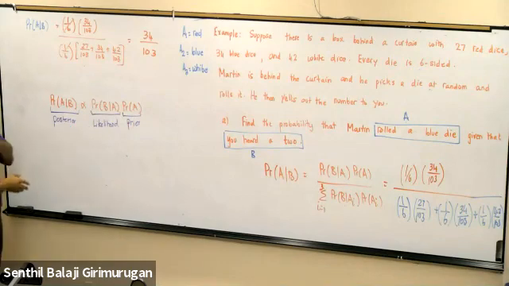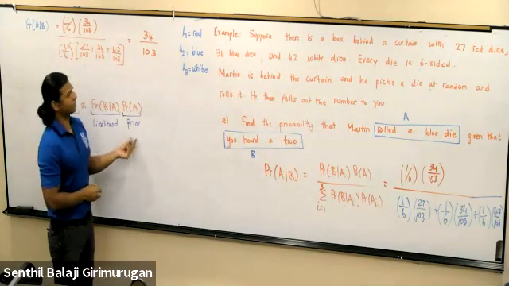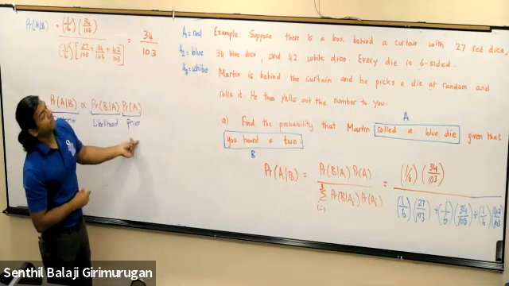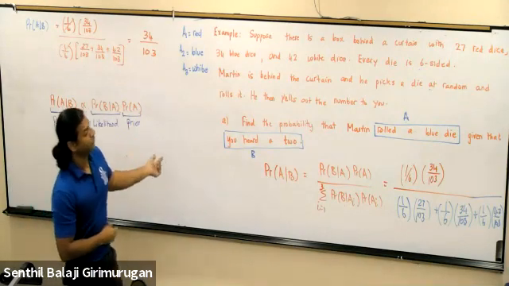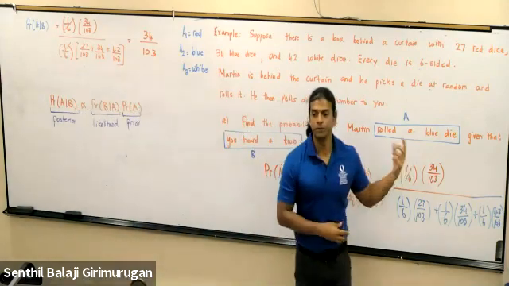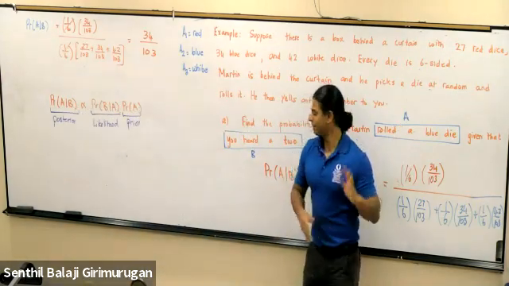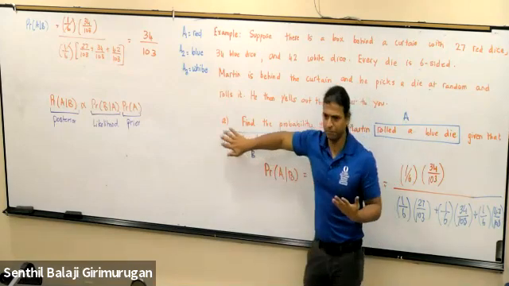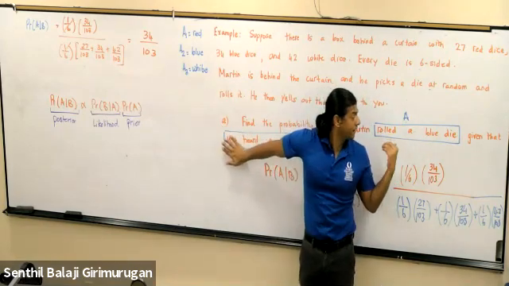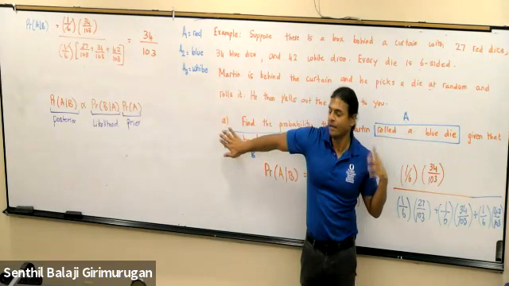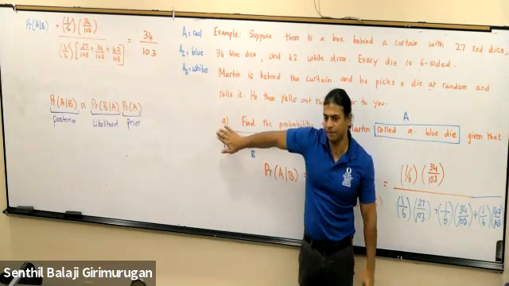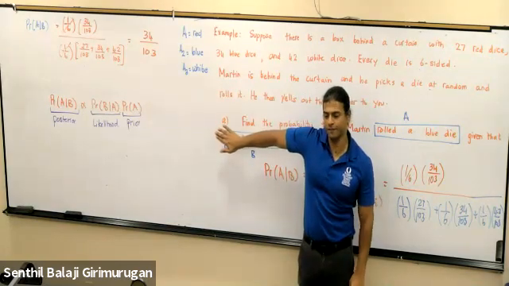Here is the question. The prior probability of rolling a blue die, right? Let's say I didn't even give you this information. I simply said roll a blue die. And what would that probability be? 34 over 1 over 3.